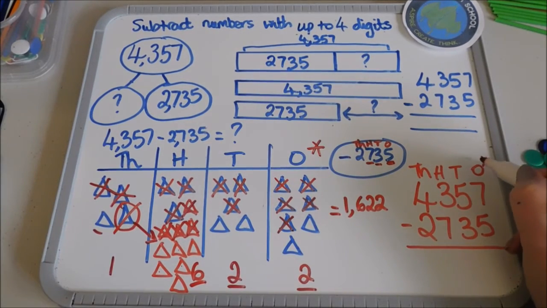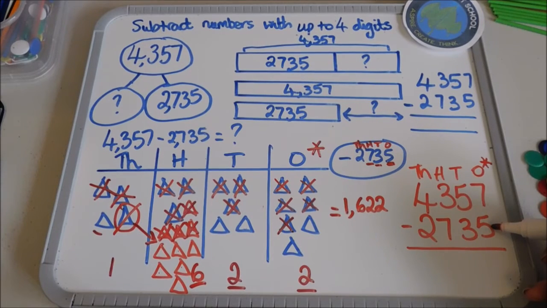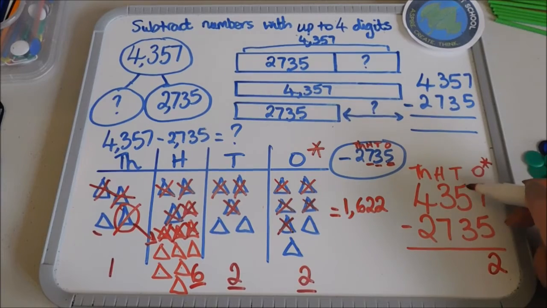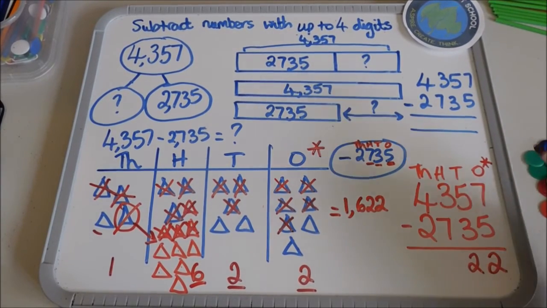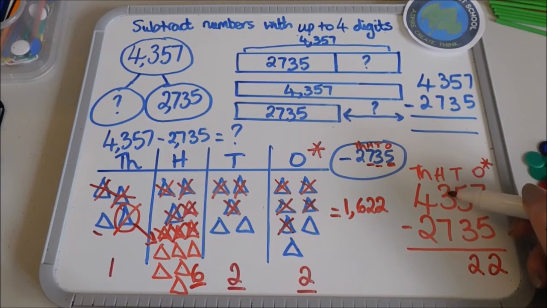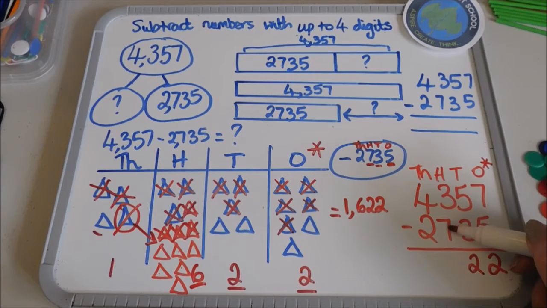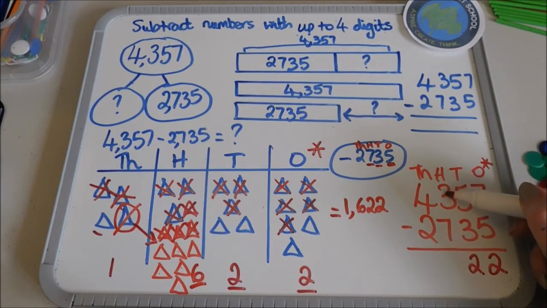You start with the smallest column. 7 subtract 5 would be 2. Move to the next column. 5 subtract 3 is also 2. Hundreds column. 3 subtract 7. I've only got 3. I can't take 7 away from the 3 at the moment. So I'm going to exchange.